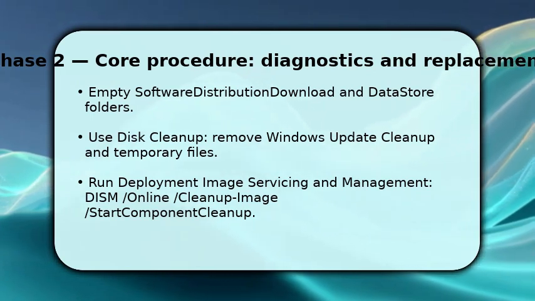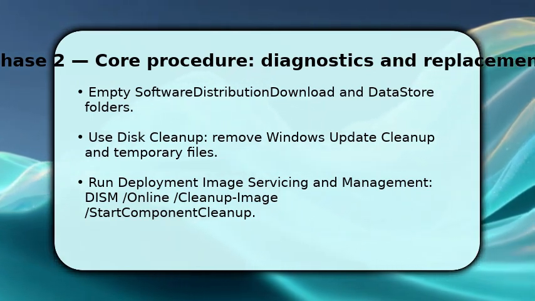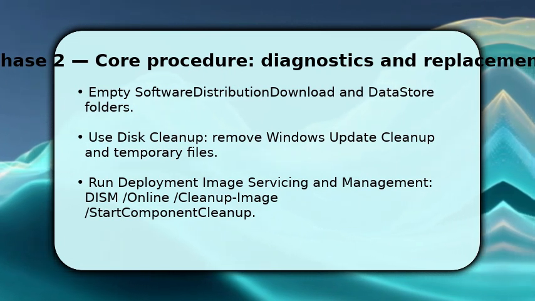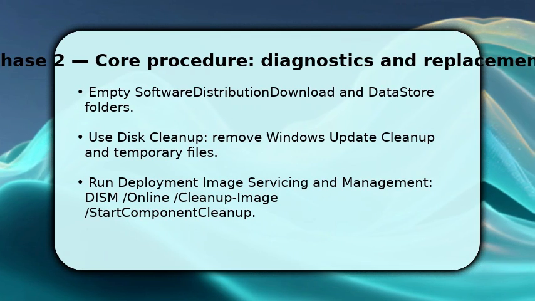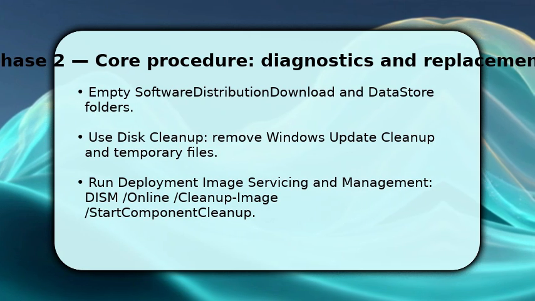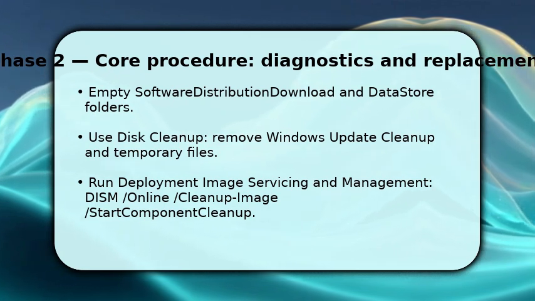Open File Explorer, navigate to C:/Windows/SoftwareDistribution and delete contents of Download and DataStore. This clears pending packages. Next, run Disk Cleanup as administrator and check Windows Update Cleanup to remove old components.